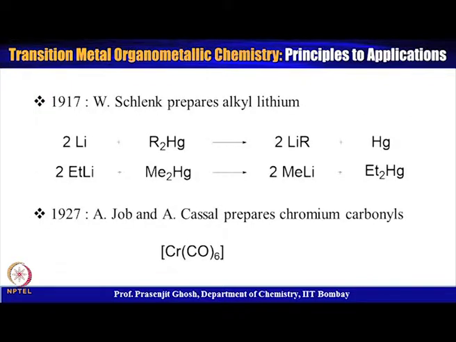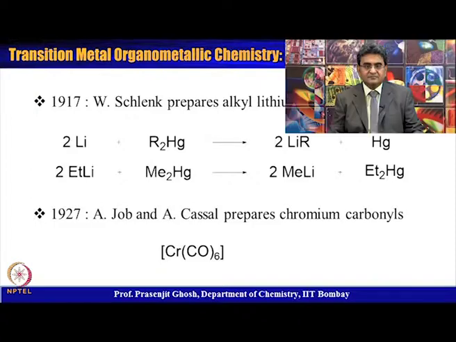In 1917, W. Schlenk prepared alkyl lithium. The reaction used was a transmetallation reaction using mercury alkyls. So, lithium with dialkyl mercury gives lithium alkyl and mercury, and ethyl lithium with dimethyl mercury gives methyl lithium and diethyl mercury. This is a ligand exchange reaction. Now, methyl lithiums are extremely difficult compounds to handle as they are pyrophoric. When exposed to air, they instantaneously start burning. But these are extremely good alkylating reagents, and they play a crucial role in organic synthesis.